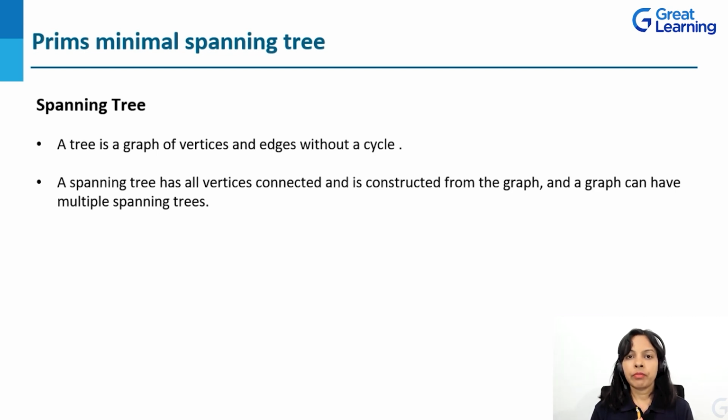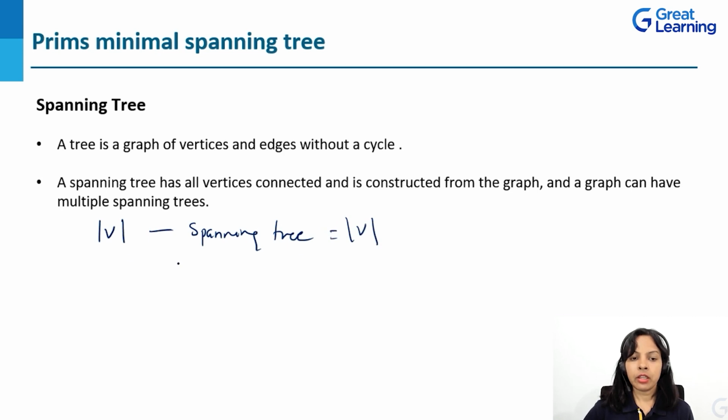A spanning tree is a tree which spans all the vertices exactly once. And as it is a tree, it should not form a cycle. We construct a spanning tree from a given graph. So if suppose a graph has number of vertices as v, then in the spanning tree also we should have the number of vertices as v. If suppose the graph has number of edges as e, the spanning tree will have fewer edges than the total number of edges in the graph.